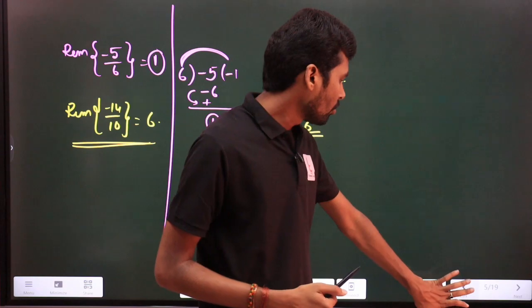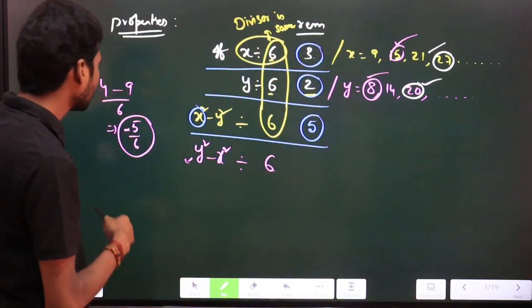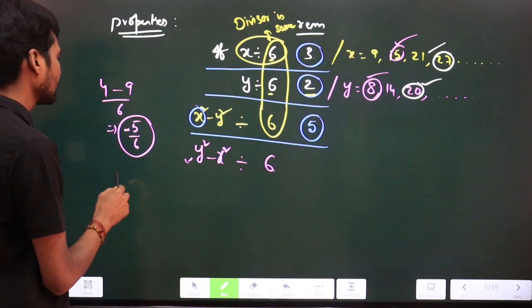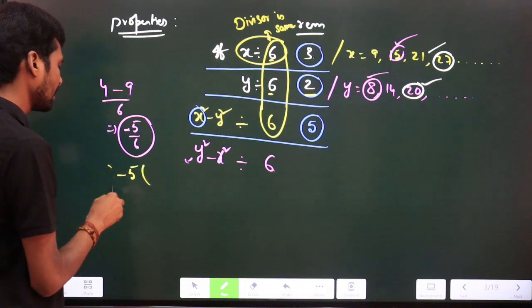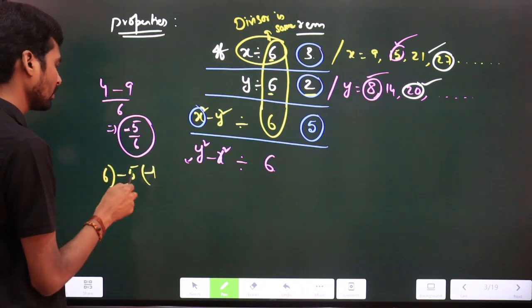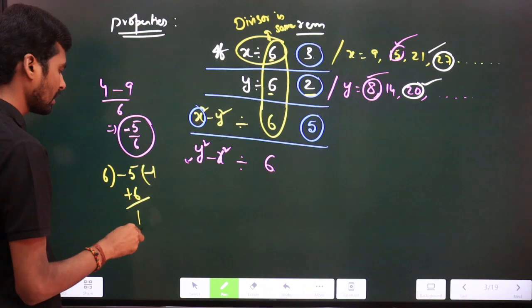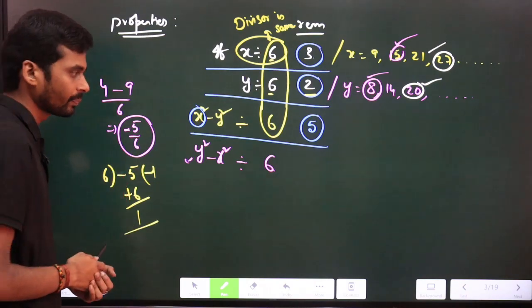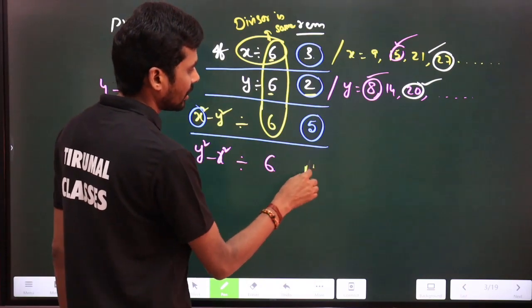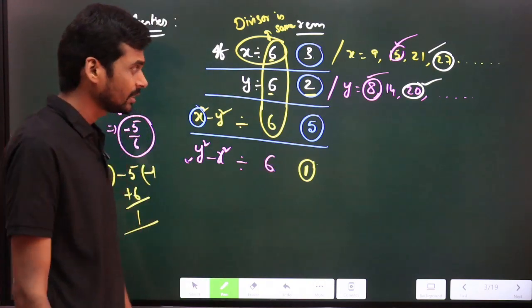Okay. Now what is the number we have? So here the number is minus 5 by 6. Minus 5 by 6 means that you take minus 5 divided with 6. So immediately 6 into minus 1, minus 6 becomes plus 6. Plus 6 minus 5 is 1. What is the remainder we'll get? The remainder is 1. Is it clear?